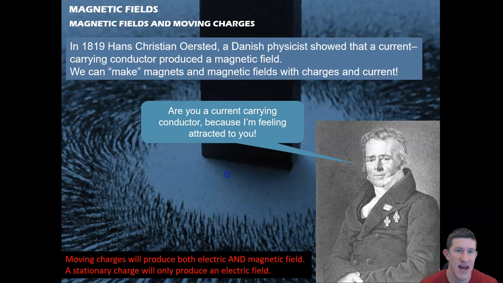In 1819, Hans Christian Ørsted, a Danish physicist, showed that a current-carrying conductor produced a magnetic field. We can make magnets and magnetic fields with charges and current now. A really important definition to note here is that moving charges will produce both electric and magnetic fields. However, a stationary charge will only produce an electric field.